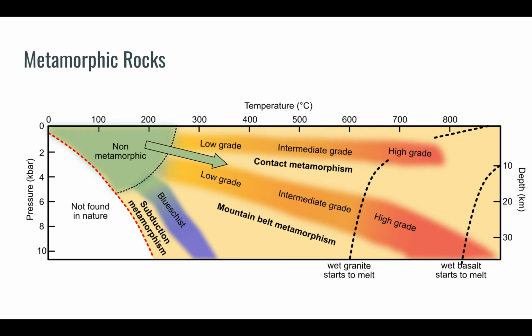If you increase the pressure or temperature even more, intermediate-grade metamorphic rocks form. Finally, high-grade metamorphic rocks form from high levels of pressure or temperature.